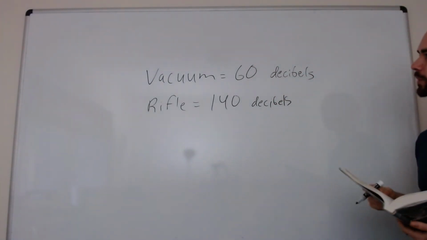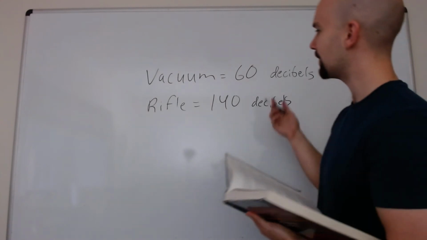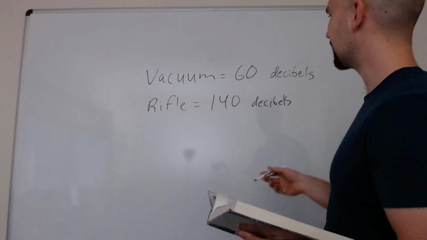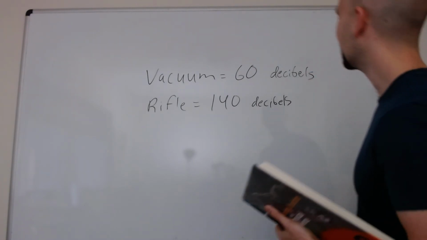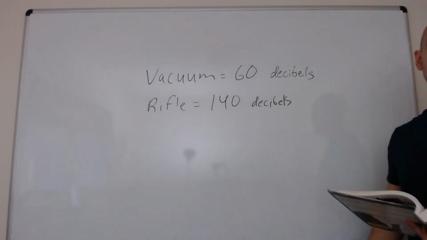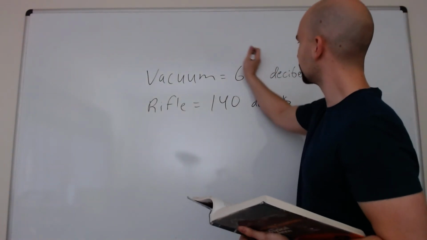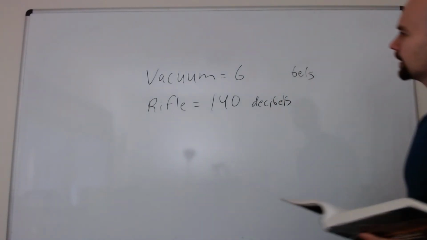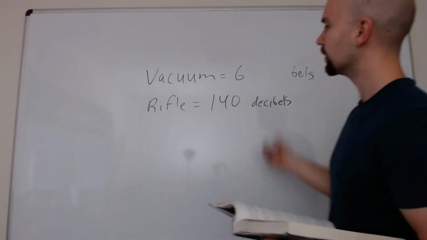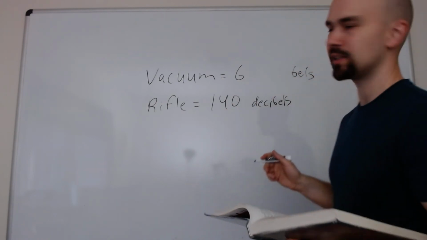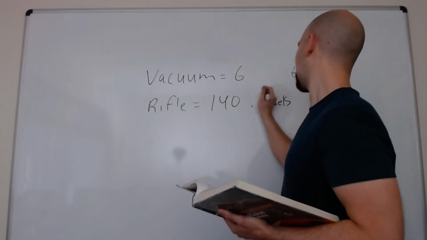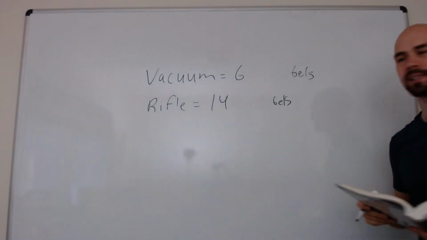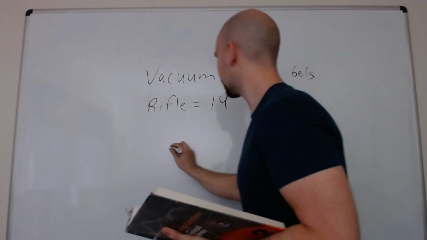Now, we can use that bel scale that we just did, that each time you increase a bel, you're going 10 times more powerful. But to do that, we got to convert from decibels to bels. So, if 10 decibels fit into a bel, divide this by 10, and that's 6 bels. Vacuum is 6 bels. Now the rifle has 140 decibels, divide that by 10. The rifle is going to have 14 bels. So we can ask ourselves, what is the distance between 6 bels and 14?